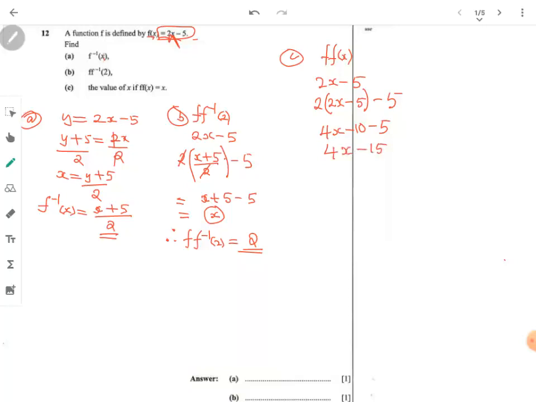Now they have put x there. Now they're saying it's equal to x. So this is equal to x. Okay, now solve for x. So this is 4x minus x equal to 15. This will give us 3x equal to 15, over 3 over 3. So x will be equal to 5.